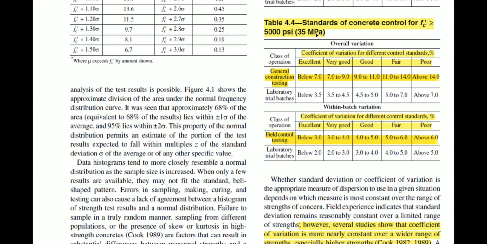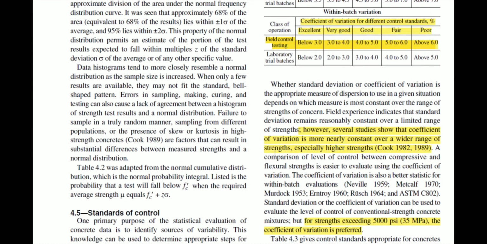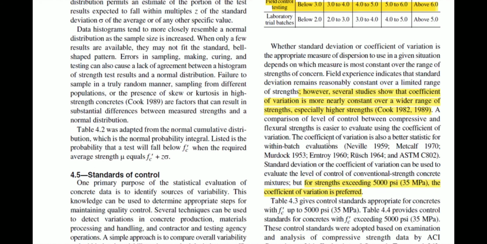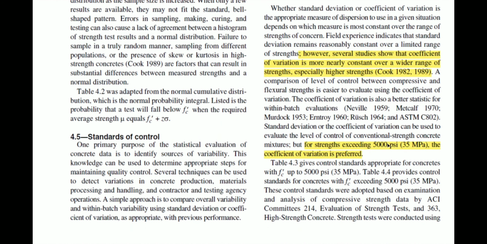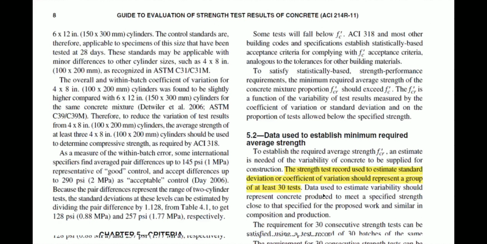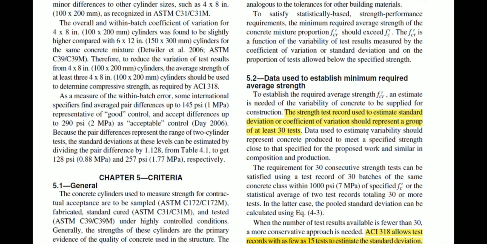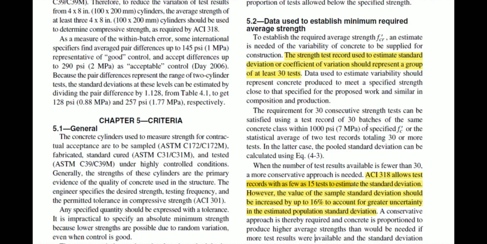This is table 4.4, where we are referring to the overall coefficient of variation and within batch variation. ACI actually recommends to use coefficient of variation whenever you are having 35 MPa strength and above. Below 35, you have to use standard deviation for the control assessment.